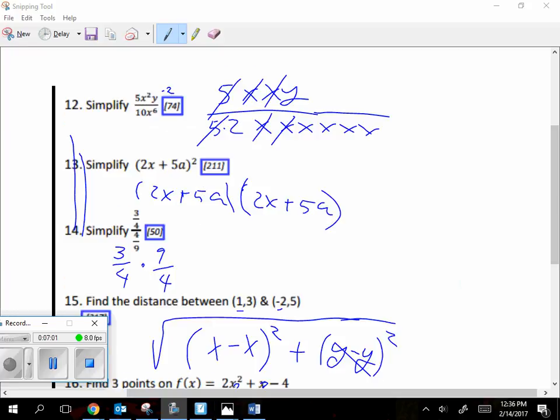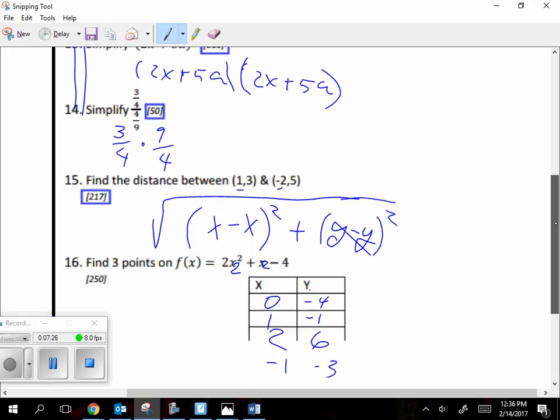Okay, so here's the answers. On number 12, we got y over 2x to the 4th. For number 13, we got 4x squared, and then you do the outside and the inside, and you get 20ax, and then the last gives you 25a squared. On number 14, it's 3/4 times flip and multiply, 9/4 makes 27/16.